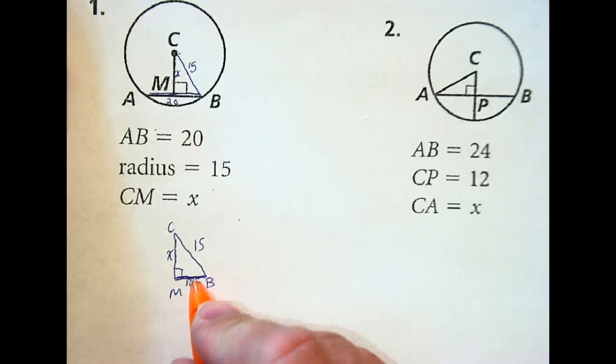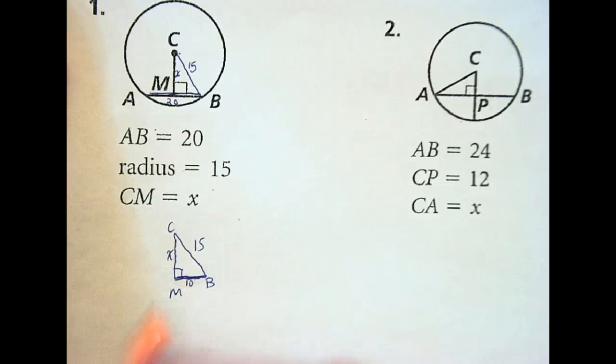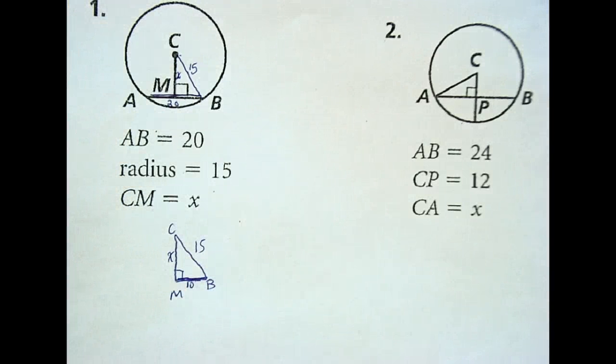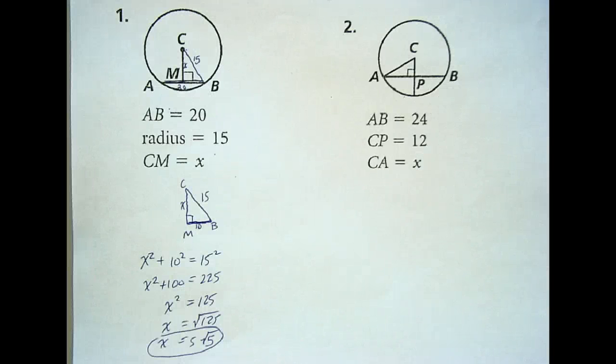So I now have 10, I have x, and I have 15. Tell your neighbor how you're going to solve for x. We've got the Pythagorean Theorem. We've got x squared plus 10 squared equals 15 squared. x squared plus 100 equals 225. We go ahead and continue through. We get x equals root 125. Simplify your radical, 5 root 5. Now, how many got that?